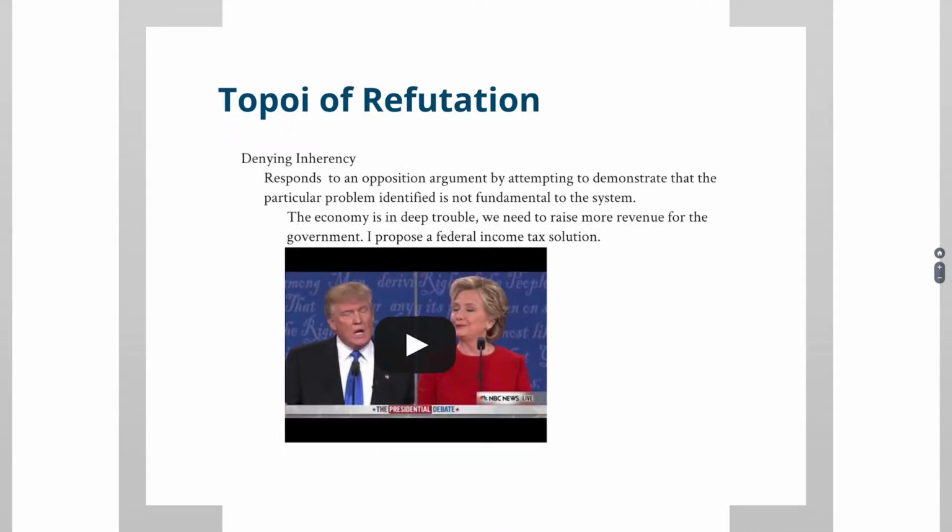An additional tactic of refutation is to deny inherency. When we use the term inherency, we're talking about the relationship of the problem to the present system. So denying inherency means to say you have a problem, but it's not actually related to the cause that you think it is. There's a problem here, but it's not related to the things that we are talking about. This is another tactic of refutation.